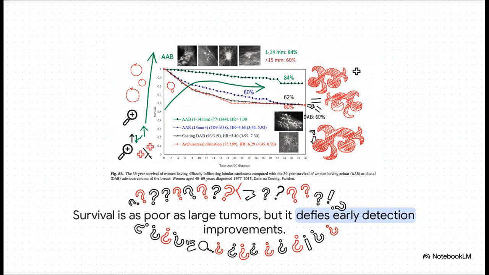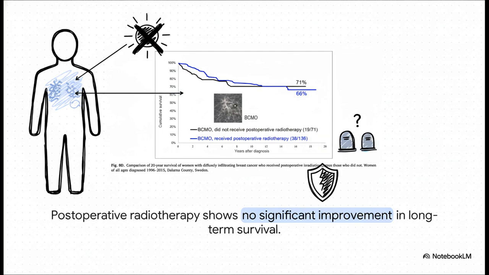And to put that 60% figure in context, just look at this comparison. The survival for this cancer, that's the red line, is just as poor as it is for large, aggressive acinar breast cancers over 15 millimeters. But here's the kicker. For those acinar cancers, finding them early when they're small, that's the green line, dramatically improves survival up to 84%. But for this diffuse type, neither screening nor our modern therapies have managed to budge that poor long-term outcome.